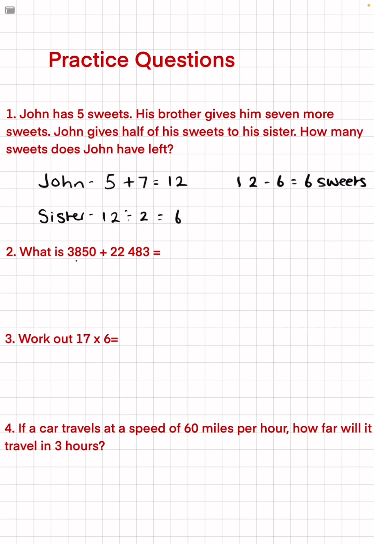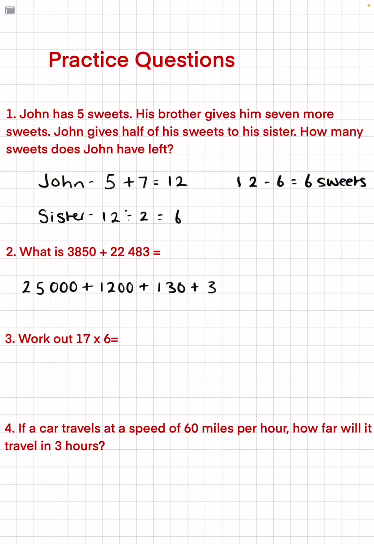Question 2 says what is 3,850 plus 22,483? We can start off by adding the thousands. 3,000 add 22,000 is 25,000. 800 plus 400 is 1,200. Next we can add the tens. 50 add 80 is 130. And finally we can add the units. 0 add 3 is 3.